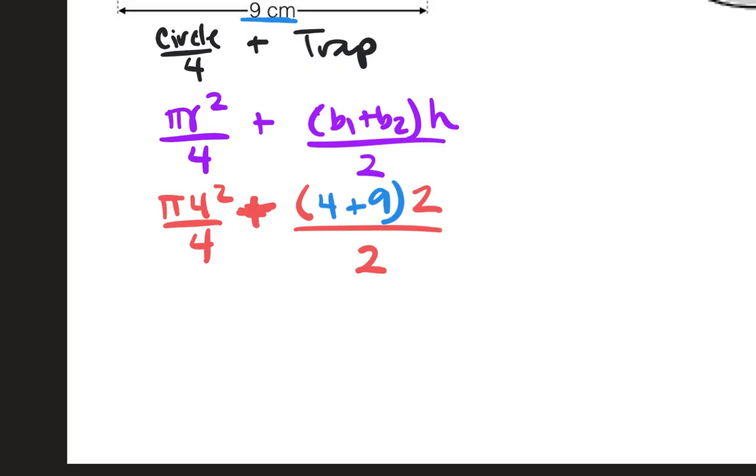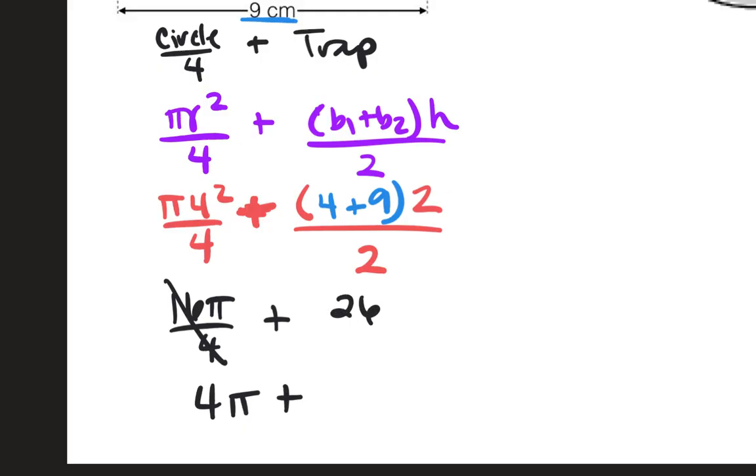What's 4 squared? What's 4 times 4? 16 pi divided by 4 gives us 4 pi. That's your circle. 9 plus 4 is 13. What's 13 times 2? 26 divided by 2 is 13. All right. Now all you have to do is figure out this number and add it to 13. What do we get for the area? 25.6.